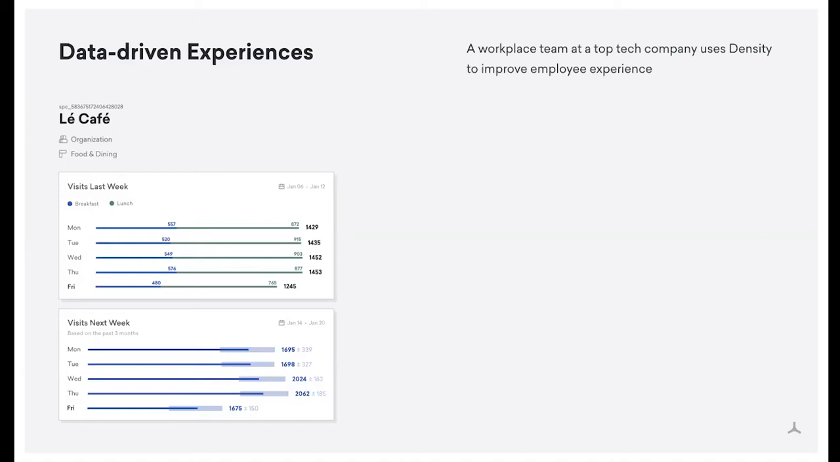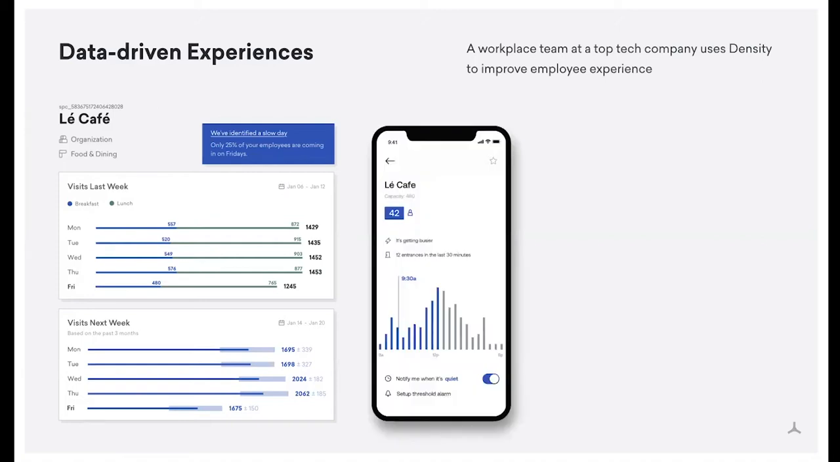But the other thing that was interesting is that they were planning for the same number of people every day. And what we realized is that only 25% of the employees were actually showing up to the office on Fridays. So obviously that was reflected in the cafeteria attendance, and they're now able to plan accordingly and ensure that they have the appropriate staff when the cafe spikes.